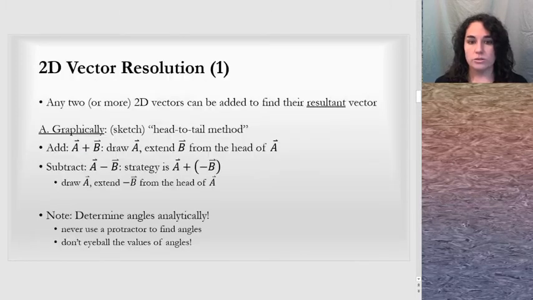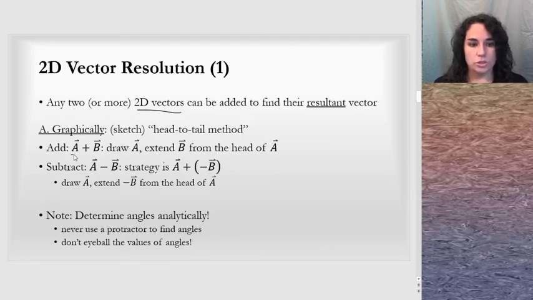2D vector resolution is when I take two or more 2D vectors to find the resultant vector. We add them together to find a resultant vector. Okay? And there's two ways to do this. The first way is graphically. And this is, to me, drawing a sketch, right? We're going to draw a sketch. And we call this the head to tail method.